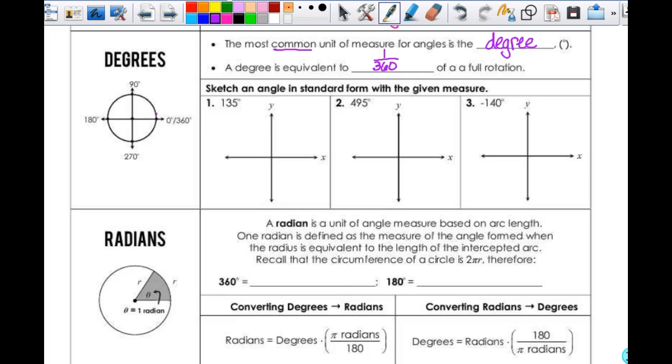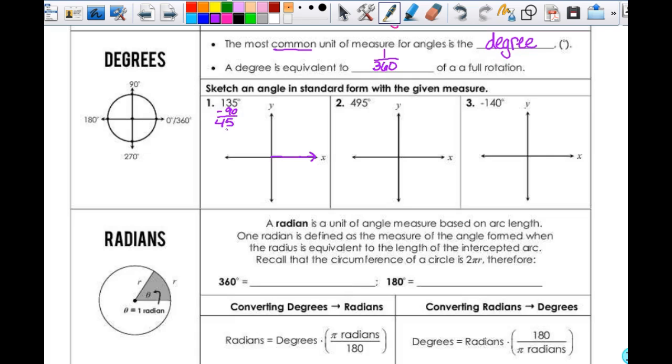When you sketch them in standard form with the given angle measures. So we have 135 degrees. When we sketch an angle, we know that the initial side is on the x-axis. So there's where I'm starting, is 0. And then it's going to open up, it's a positive angle, so we're going counterclockwise. So if I end up here, I'm at 90. And then I've got to keep going. So how far past 90 am I going to go? How many degrees? 45, because if I subtract 90 from 135, I get 45, right?